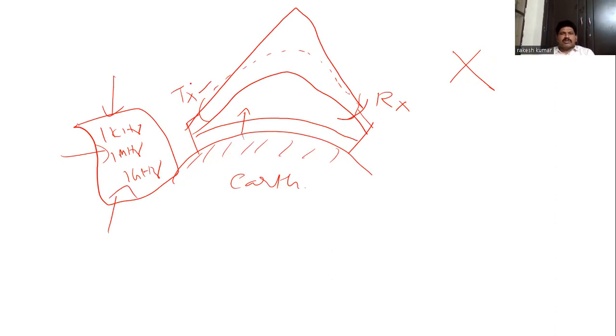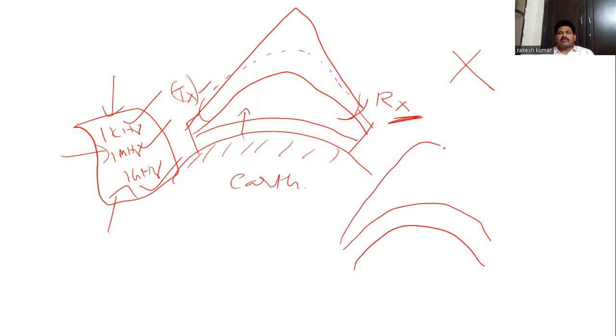From this explanation, it is clear that all the signals emitted from the transmitting antenna, whether 1 kilohertz, 1 megahertz or 1 gigahertz, will reach the receiver moving in free space at different heights above the earth surface. One signal may go at this height, another may reach the receiver at this height, and another may go far above the earth surface.